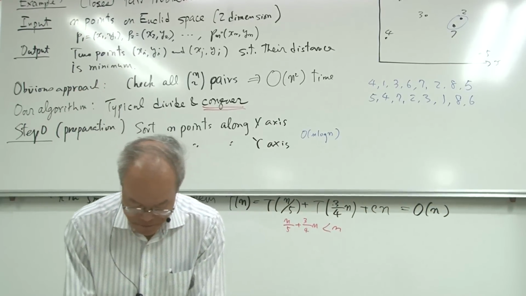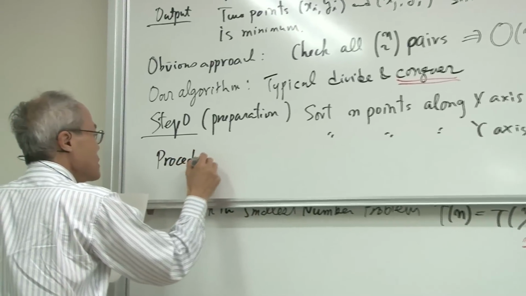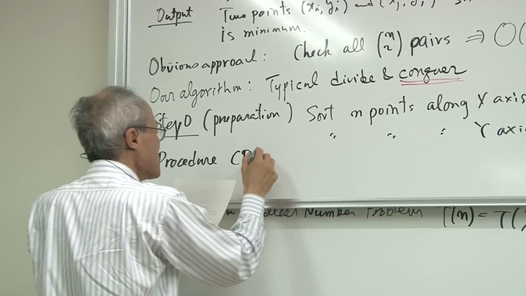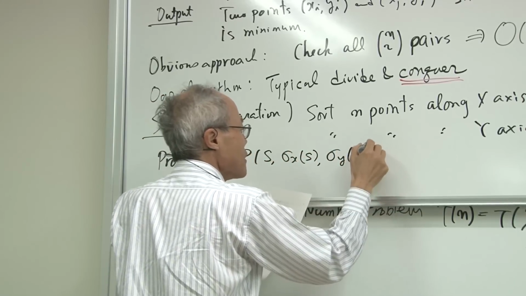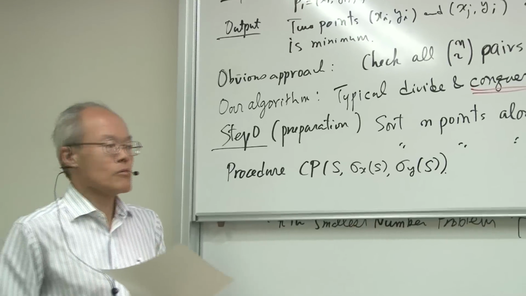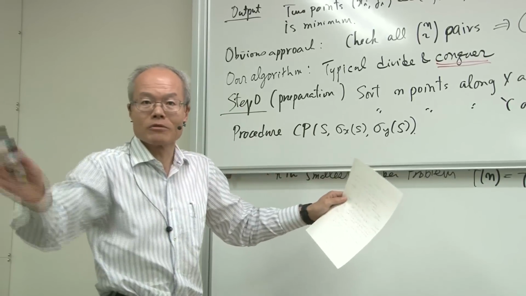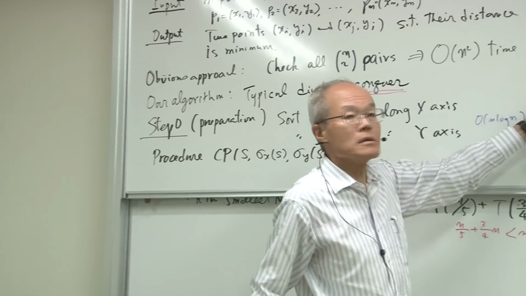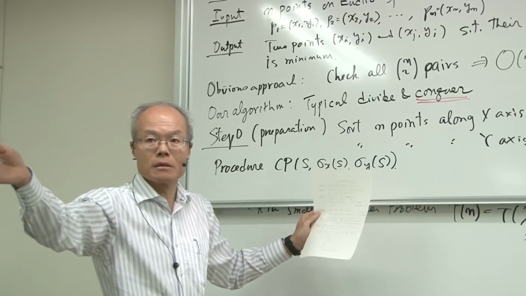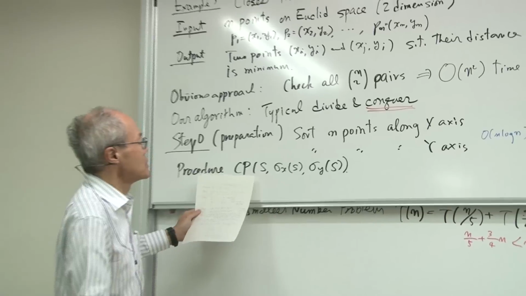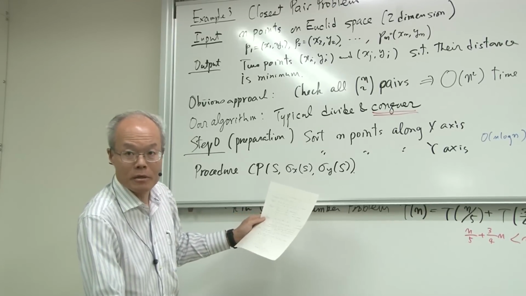Now we are getting into the main part. Now this procedure, CP, closest pair, takes sigma x, sigma y, and S. This is our procedure. What is S? S is a set of points, of course. Sigma x is the sequence sorted along the x-axis, exactly this sequence. And sigma y is the sequence sorted along the y-axis, exactly this sequence. We have three inputs to this procedure, and the output of this procedure is the closest pair.